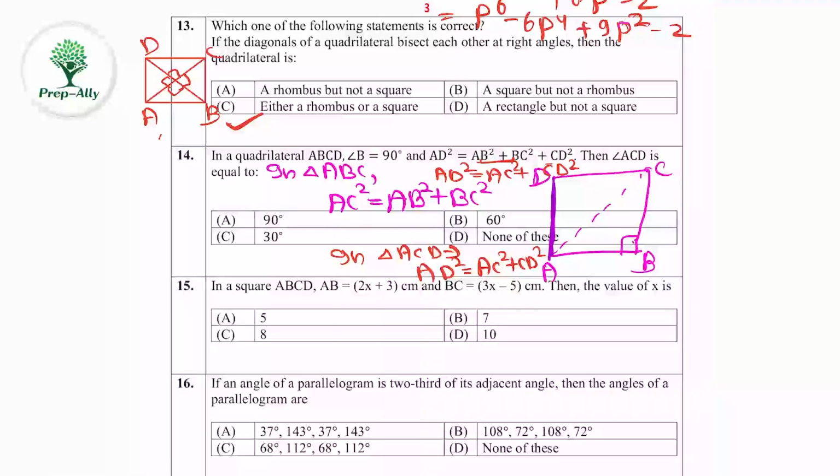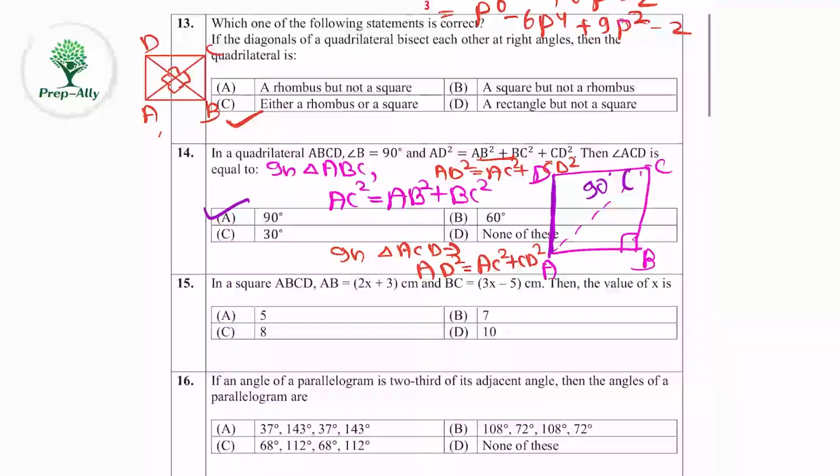So by using the converse of the Pythagoras theorem, can I say this angle is 90 degrees, because this is the longest side and opposite to the longest side the angle is the 90 degree angle. So I can mention here this angle is equal to 90 degrees. So here we can write angle ACD is equal to 90 degrees.